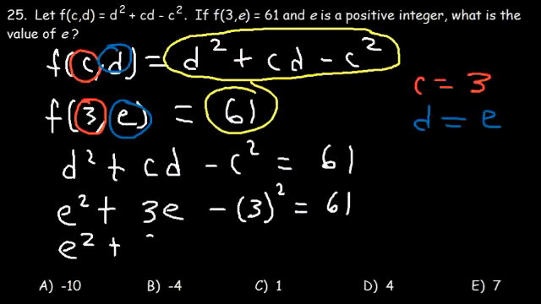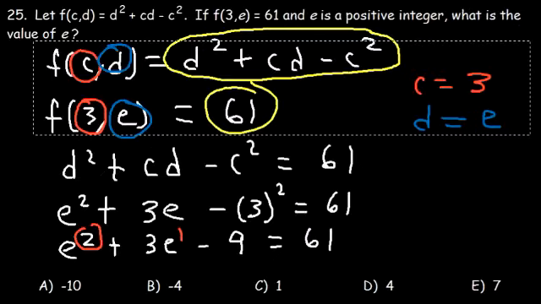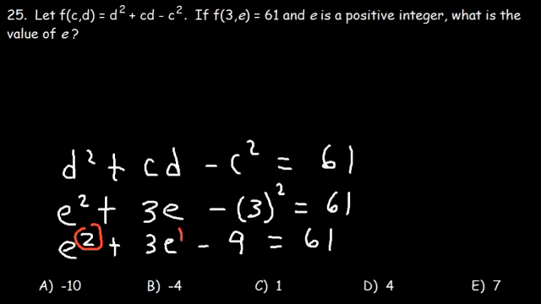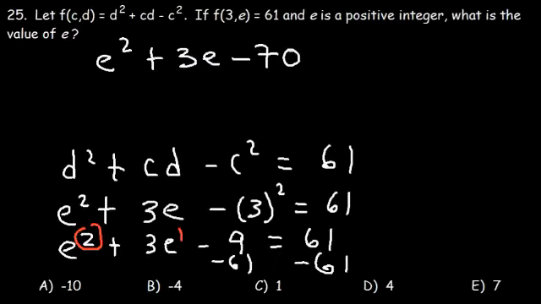So 3 squared, which is 3 times 3, is equal to 9. So notice that we have a quadratic equation, e squared and e to the first power. So we might be able to factor it. If not, we can complete the square or use the quadratic formula. But usually, these types of problems are factorable because the quadratic formula takes too long. And if you're taking the SAT, you have to do everything fast. So let's subtract both sides by 61. So negative 9 minus 61 is equivalent to negative 70.